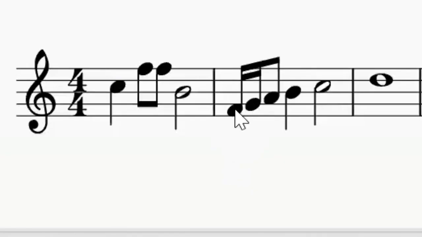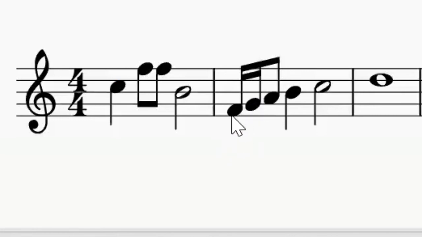Okay, so basically, we're going to start here. It's colored in, it's got a stem, and it's got 2 flags. So it is a semiquaver, okay? A semiquaver is a quarter of a beat. So these are a quarter of a beat each, okay?